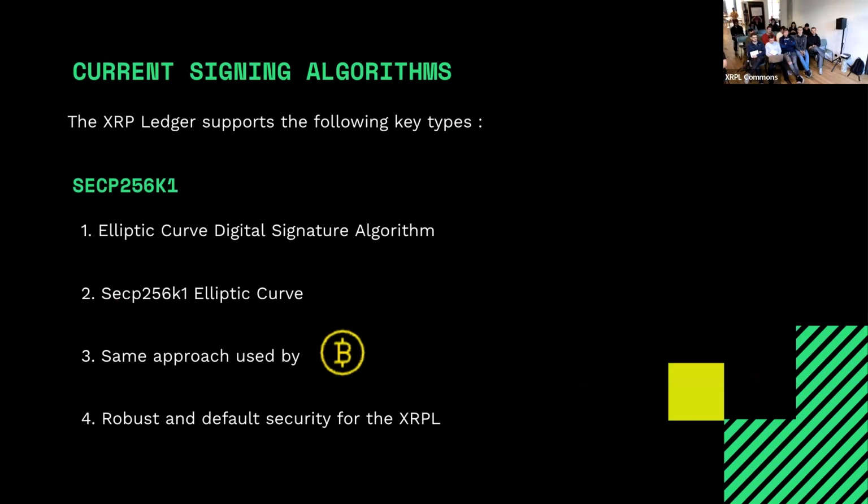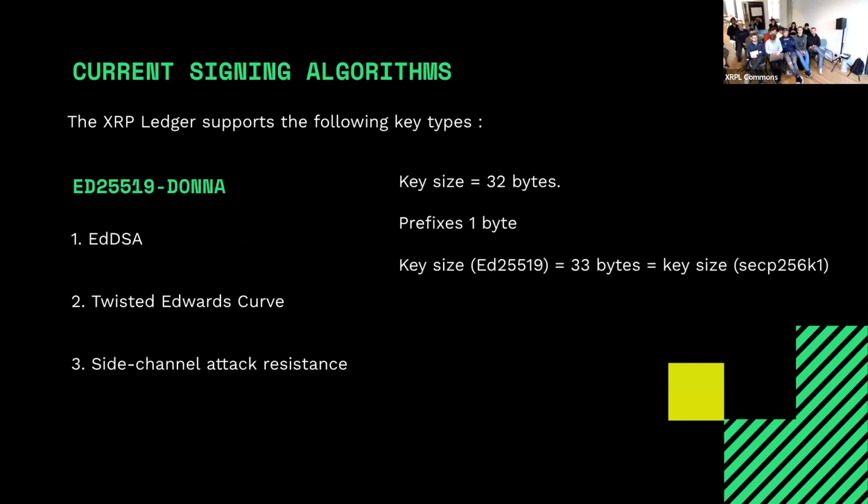Currently, XRP Ledger supports two key types. The first one is secp256k1. It uses an elliptic curve digital signature algorithm over the secp256k1 elliptic curve. This is the default for XRPL, and this is also the same approach used by Bitcoin due to its robust security. The second type is the Ed25519 Donna.